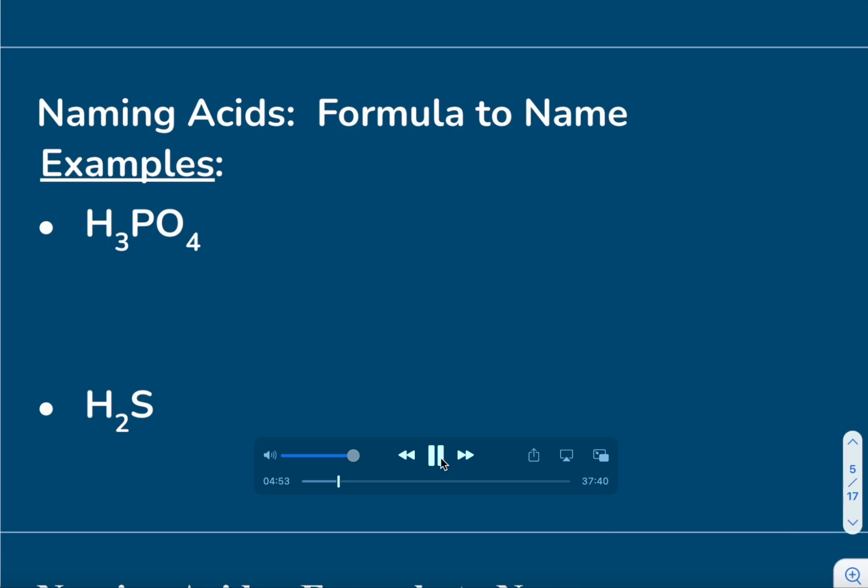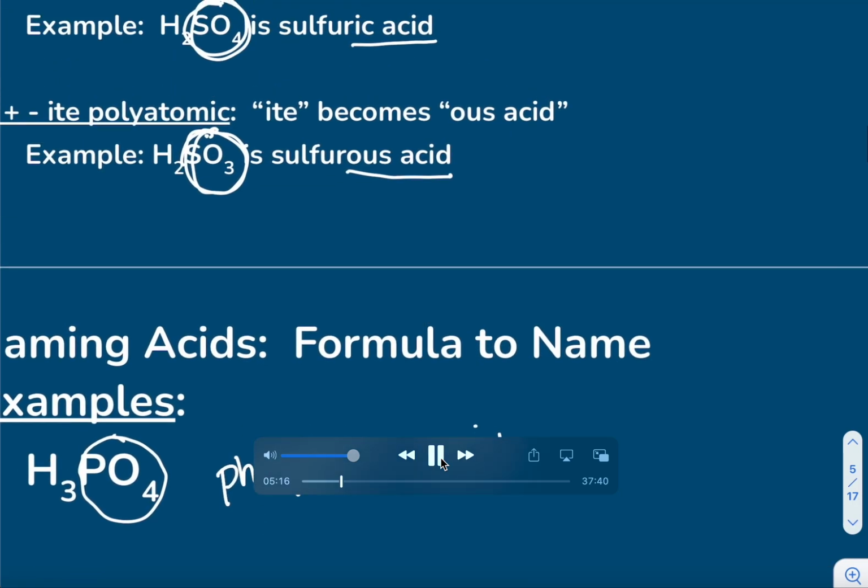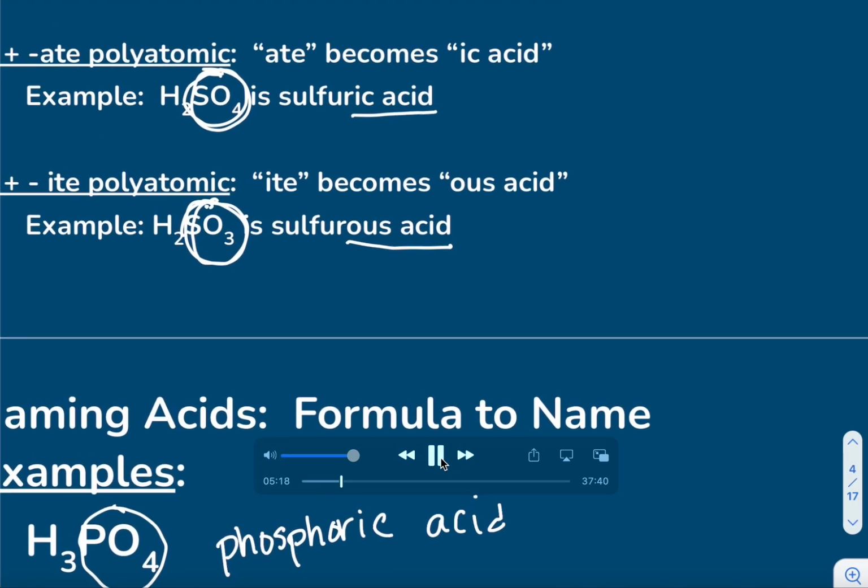So here we have some formulas, and we are going to write the names for these. So PO4, you know, is phosphate. So that's going to be phosphoric acid. Because our -ate polyatomic is -ic acid.